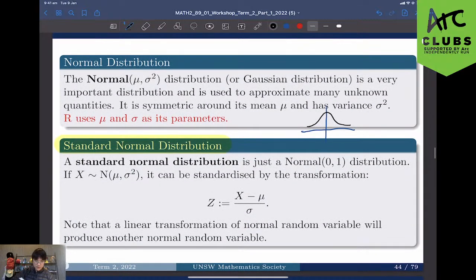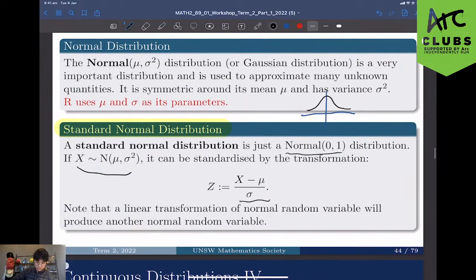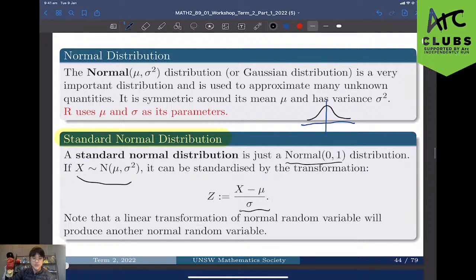If we have any normal distribution, we can standardize it to the normal 0, 1 distribution by applying this transformation. So for each random variable, we subtract its mean and divide by its standard deviation. And also note that a linear transformation of a normal random variable will produce another normal random variable.